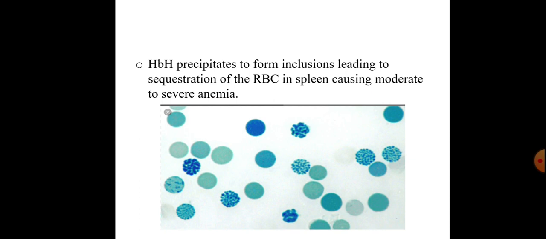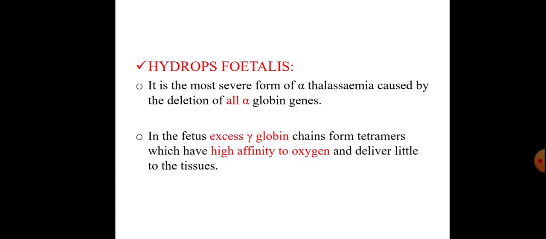This is a pictorial representation of the tetramers of HbH, which are formed, leading to sequestration of the RBCs in the spleen, causing moderate to severe anemia. The arrow marks represent the HbH inclusions which are seen.